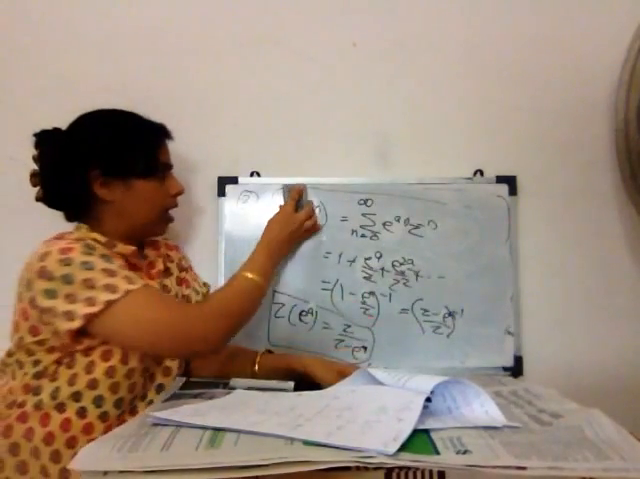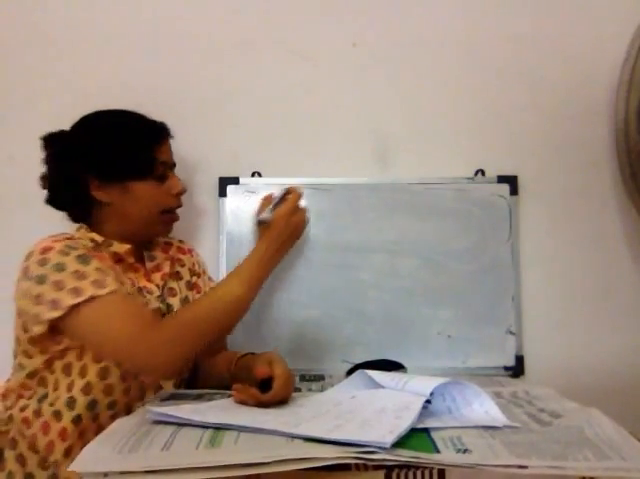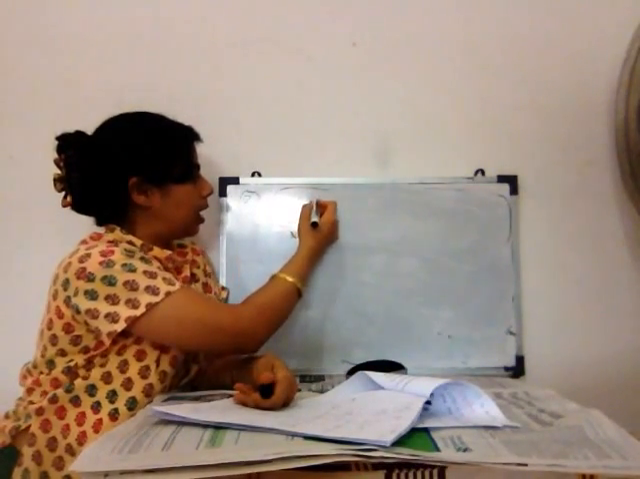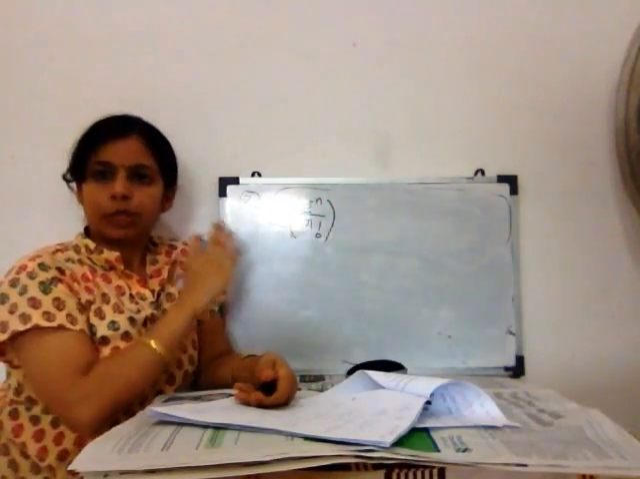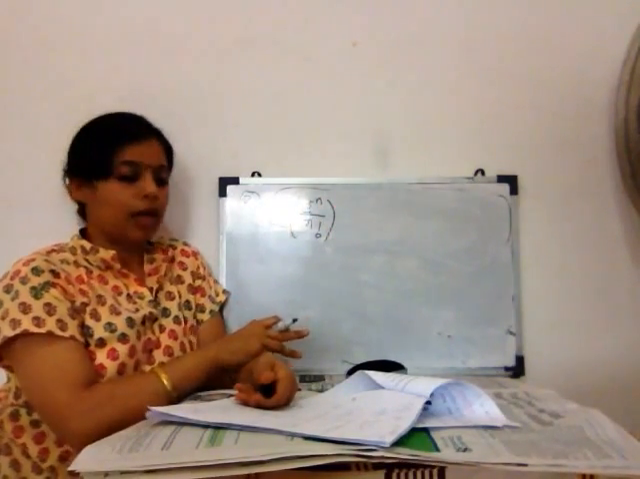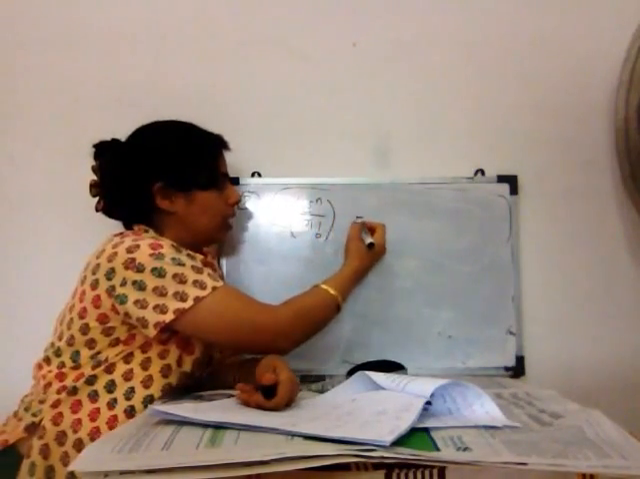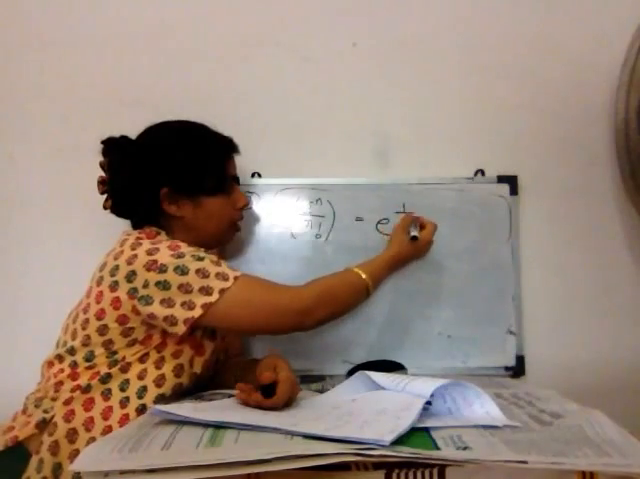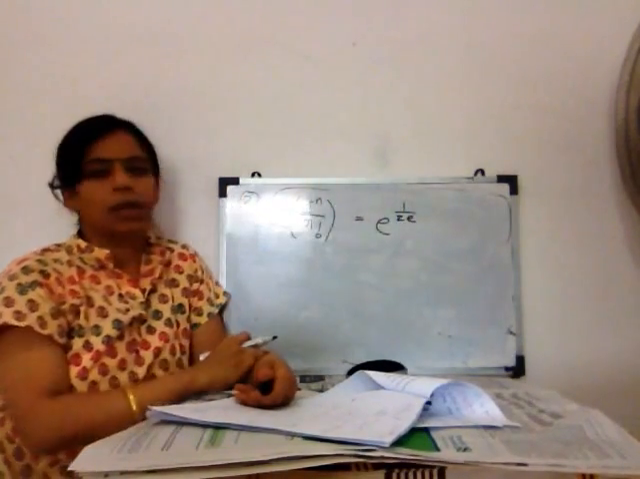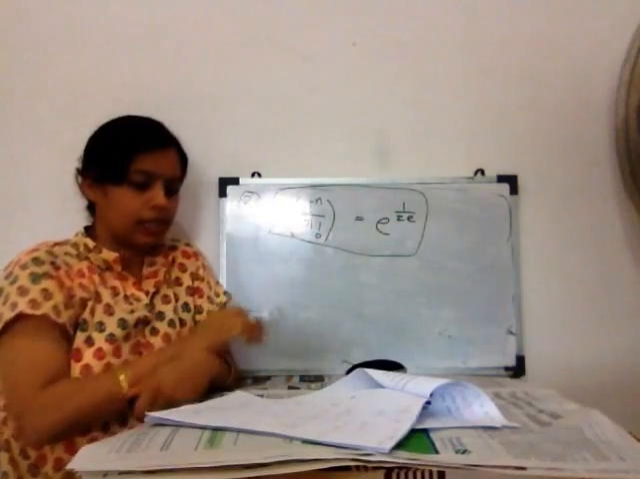One more important result for the z transform is the z transform of e to the power minus n upon factorial n. You can easily find it. You substitute this in the series form, expand it, and you will get its z transform. Fz is e to the power 1 upon z. Clear? So the z transform of this is given by this.